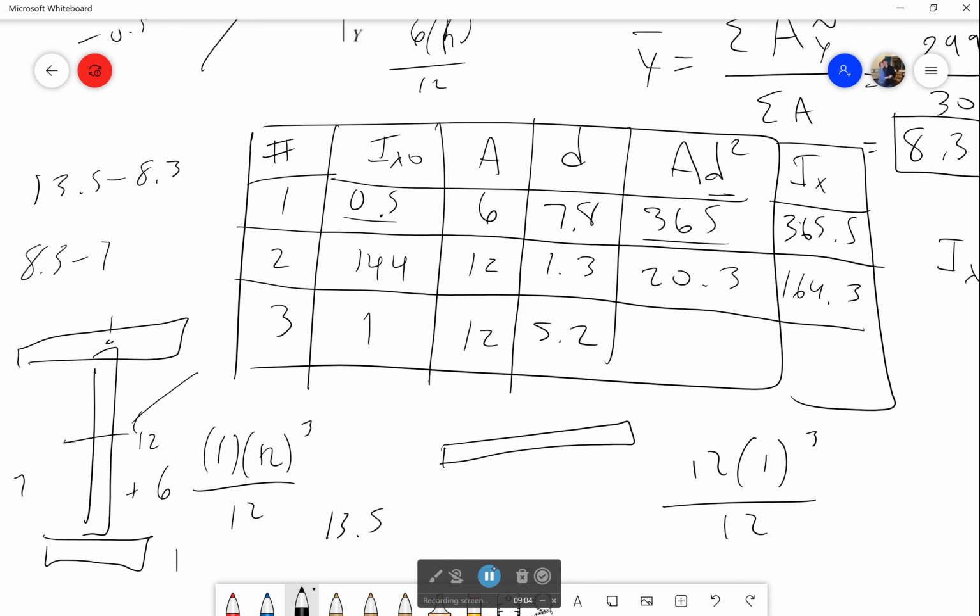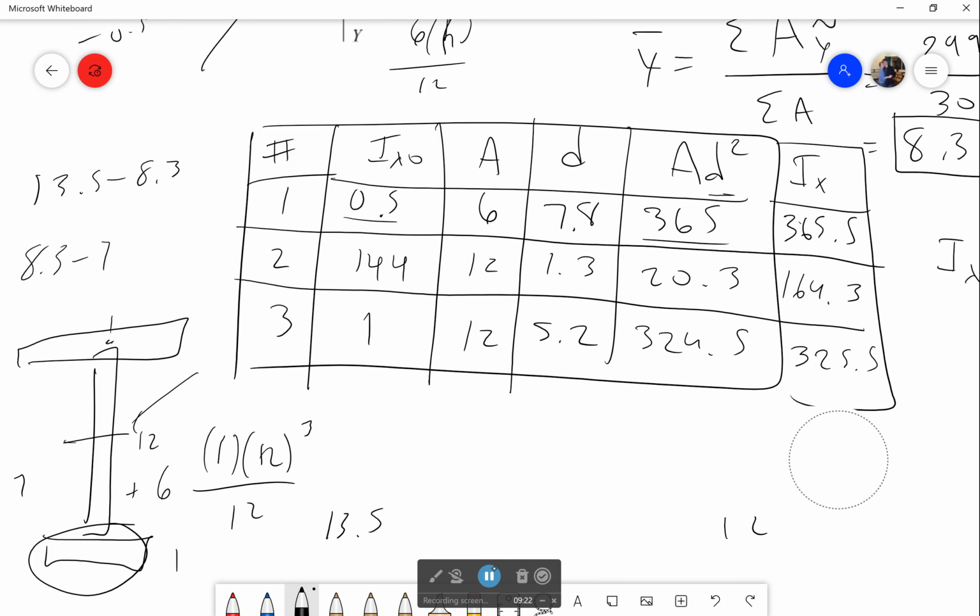Okay. I'll do AD squared, which comes out to be 324.5. And then I add that to my original one, and I get 325.5. And what you see is that that little small section right here is actually the one that's going to be contributing the most moment of inertia. Because now when we want to calculate our moment of inertia, all we have to do to solve is simply add all of this last column together. And what we will get then is that it is 855 inches to the fourth. And we're done. 855 inches to the fourth.